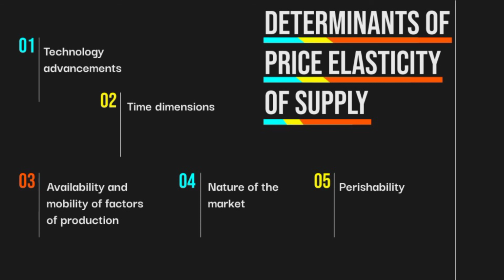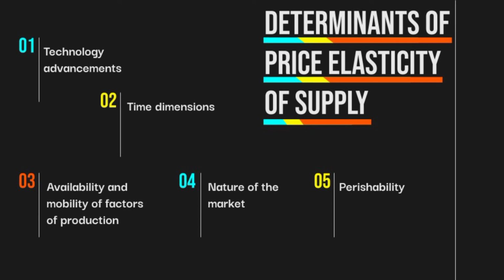Availability and mobility of factors of production. When factors of production such as land, labor, and capital are available and can easily be moved from one occupation to another, supply tends to be more elastic. Nature of the market. When products can be sold in different markets, supply becomes more elastic. This is because a price fall in one market can be a good thing for other markets.